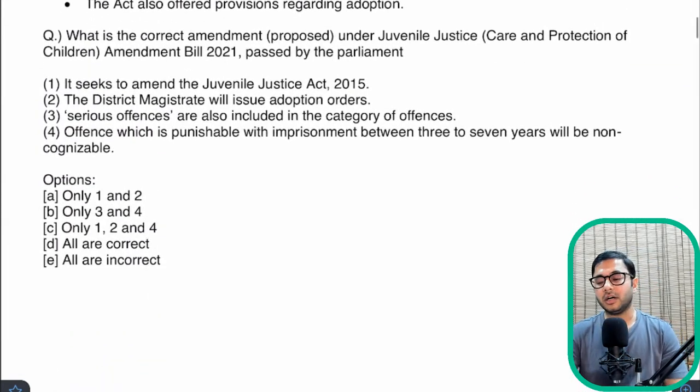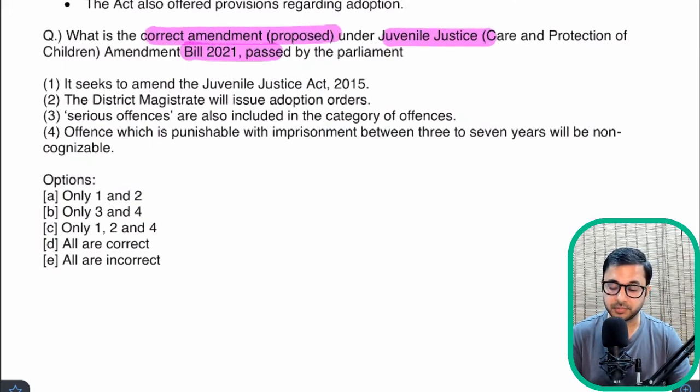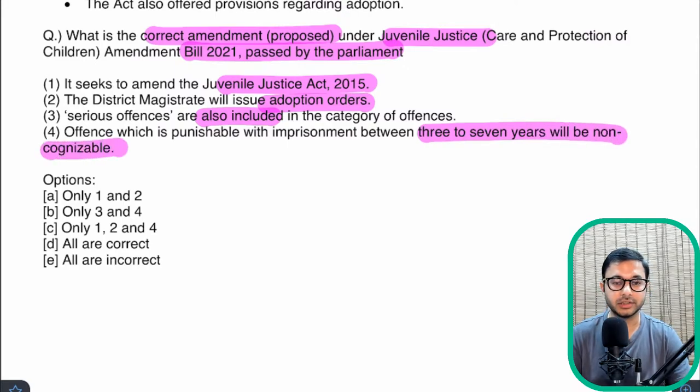After every news item you have a question so that you can understand ki bhai kis tarah se question aa sakte hain exam mein. What is the correct amendment proposed under Juvenile Justice Amendment Bill passed by the parliament? Correct amendment pucha hai. Seeks to amend Juvenile Justice Act 2015. DM will issue adoption orders. Serious offences are also included in the category of offences. Offence which is punishable with imprisonment between 3 to 7 years will be non-cognizable. Okay. Which of the following is the correct amendment which has been proposed under Juvenile Justice Amendment Bill 2021? Kaun sa correct hai, kaun sa incorrect hai? We have to figure out the correct ones.